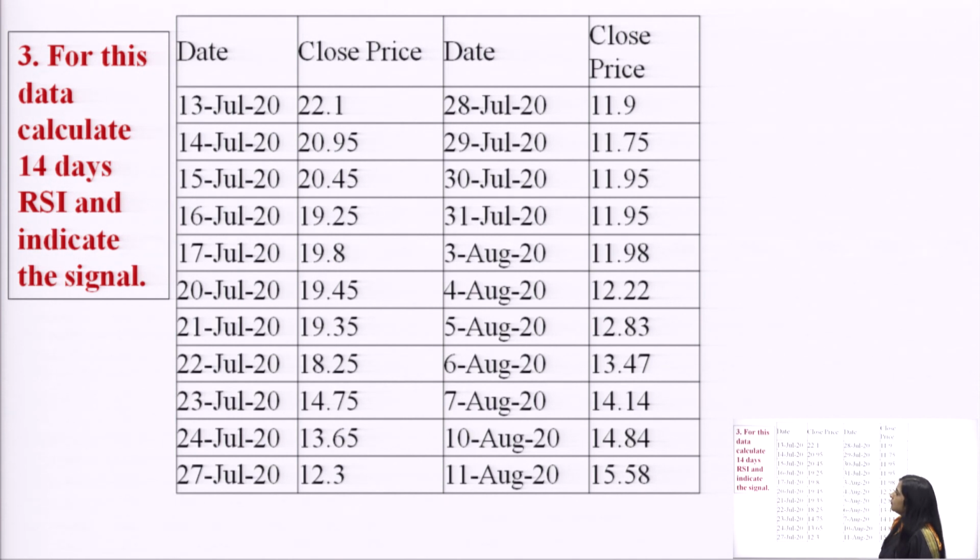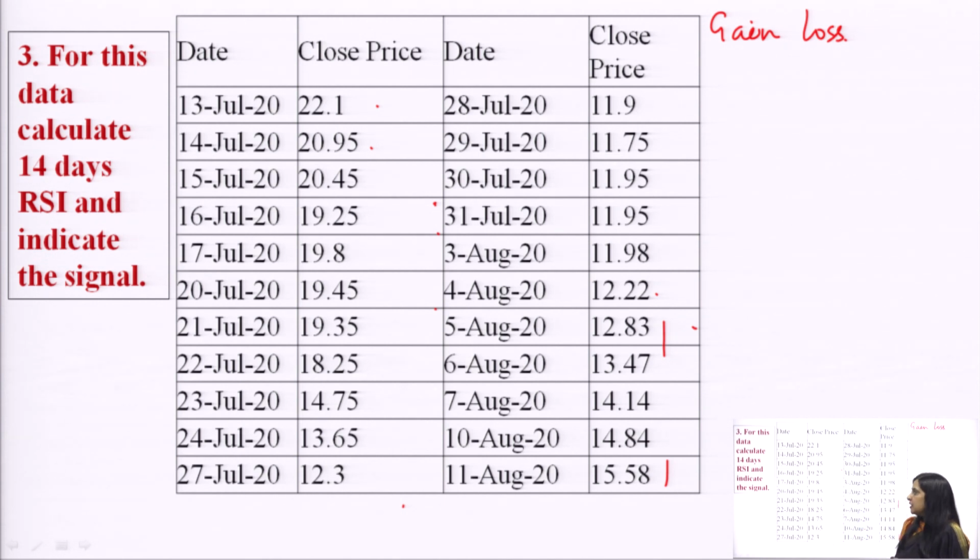My next question is: for this data, calculate the 14 days RSI and indicate the signal. See, to calculate the RSI, what do we have to do? We have to calculate per day gain and loss for all these days. If we find the gain and loss for each day by comparing the prices, there is a loss every day, and if we go on, there is a loss, and from here if we see, there is a gain. So, generally there are losses. The trend, if we see, is a bearish trend.